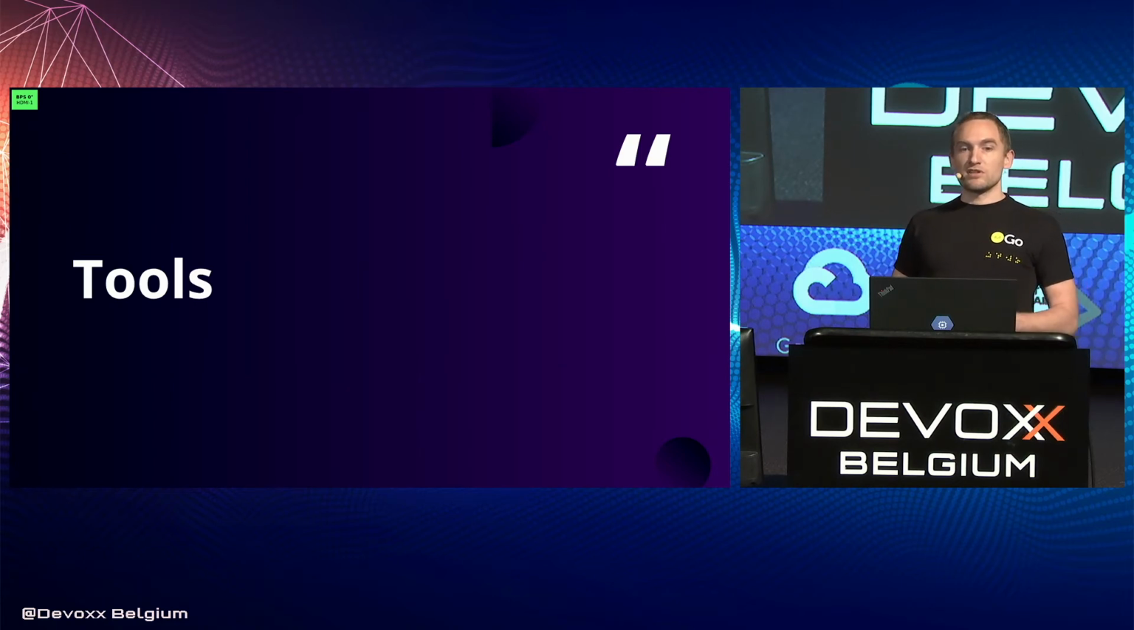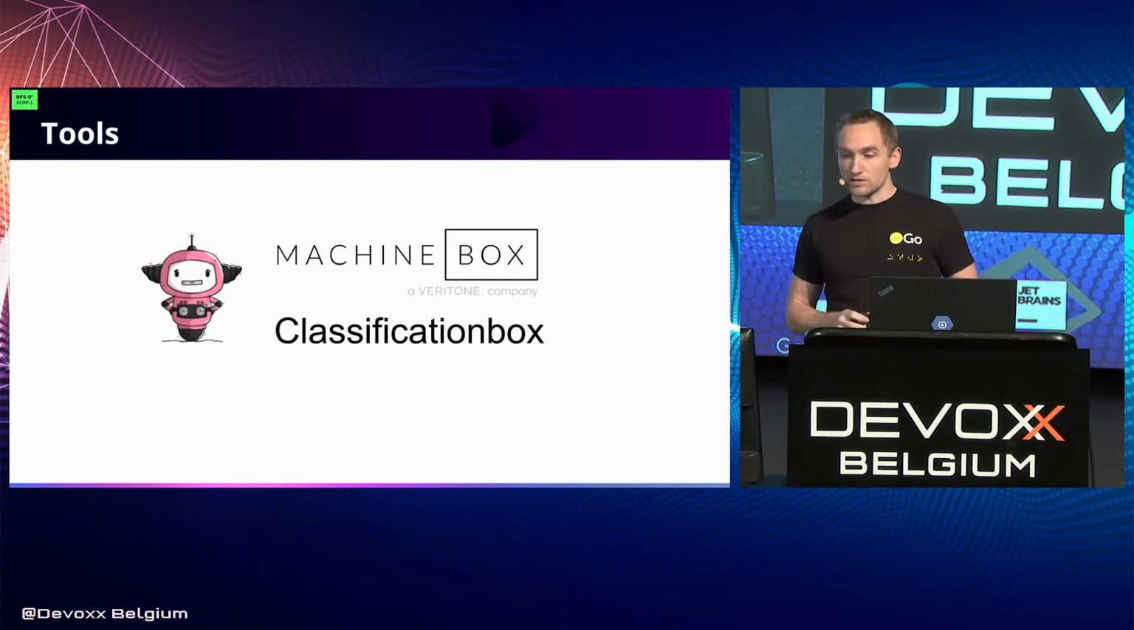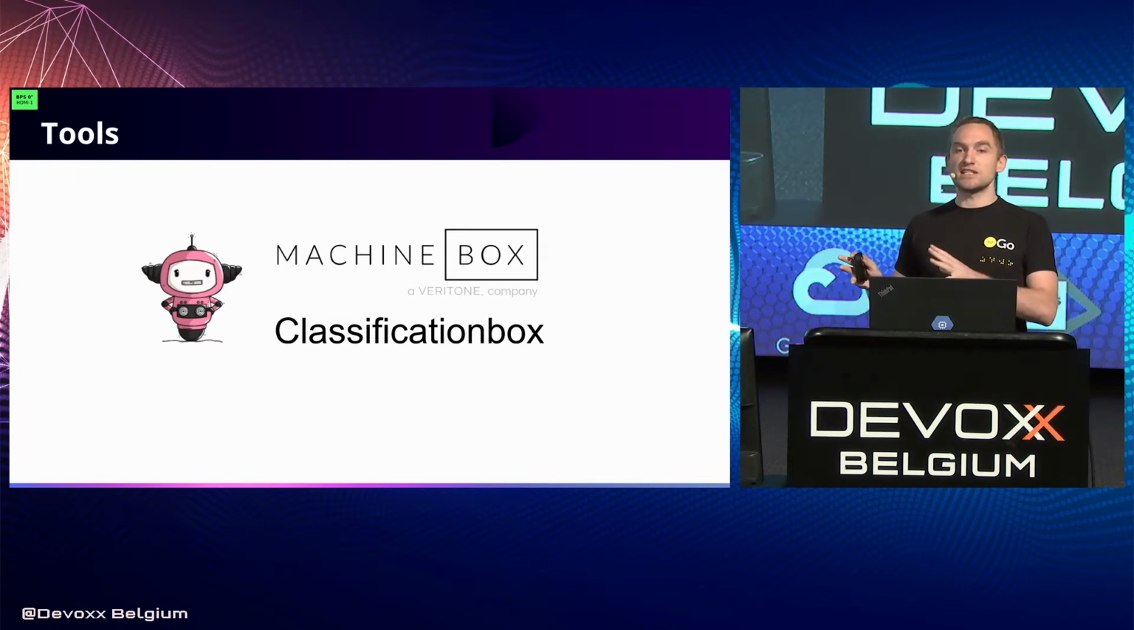So I will present 4 tools that exist on the market today. Machinebox, it's a British tool. The component is called classification box. This one exposes an API. So how do you use it?